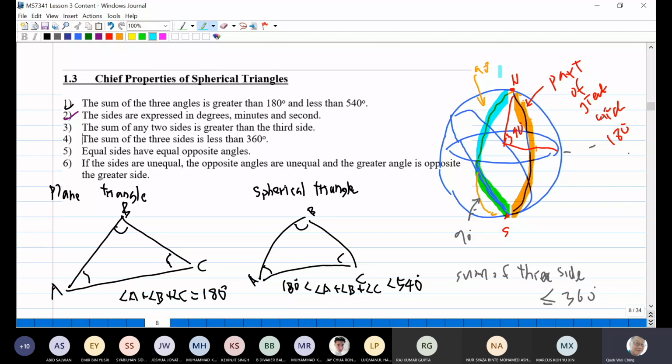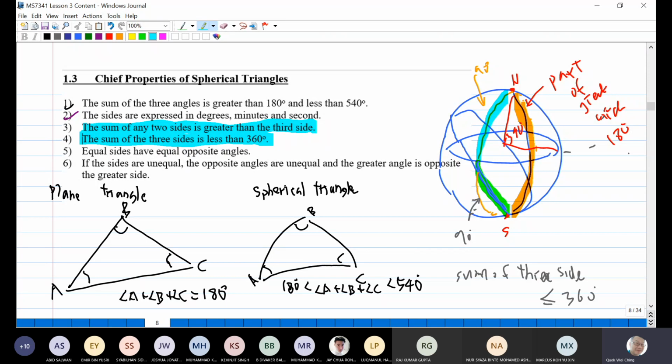Okay, the sum of three sides. The sum of any three sides is at most 360 degrees, right? Now, also a property of any triangle: the sum of two sides is always greater than the third side.